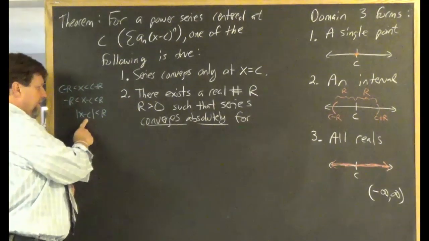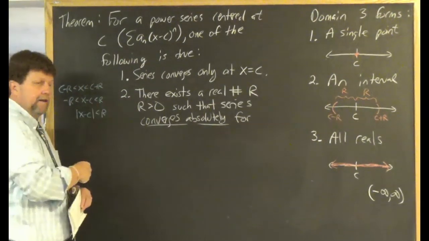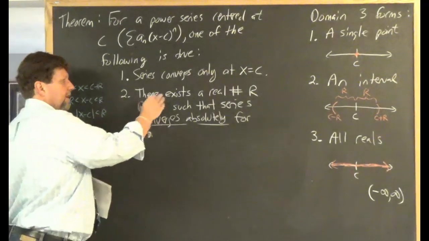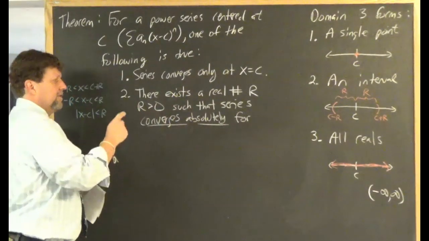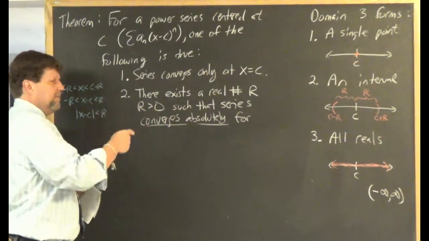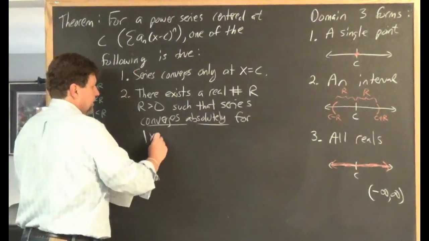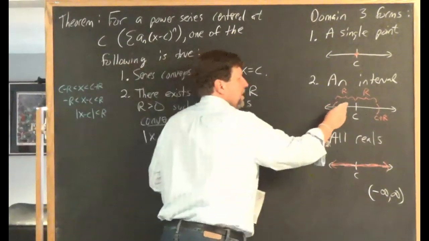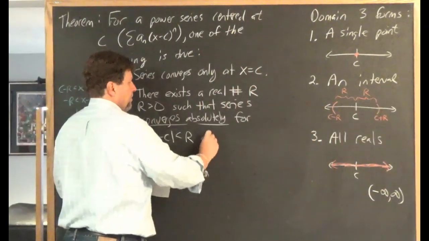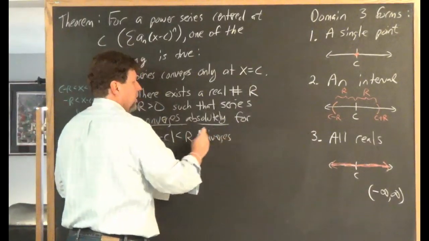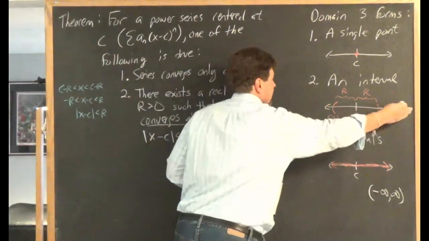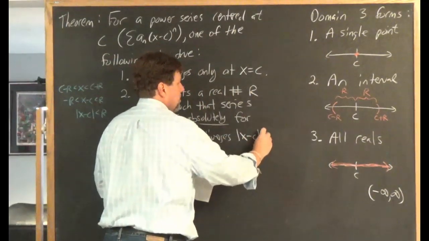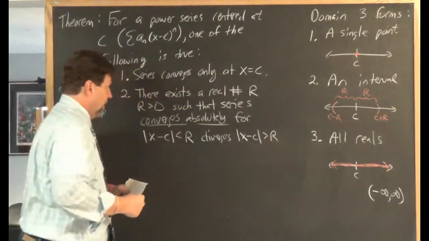I mean, when you see an absolute value inequality, this is how you would rewrite it. So it's a two-way street. And that's how this theorem continues. There exists a real number r greater than 0, such that the series converges absolutely for absolute value of x minus c less than r. That's how we represent being in this interval. And it diverges if you're outside of the interval. So being outside of the interval means absolute value of x minus c is greater than r.